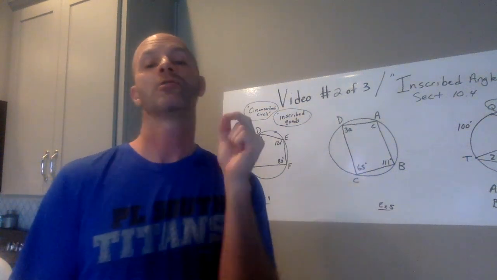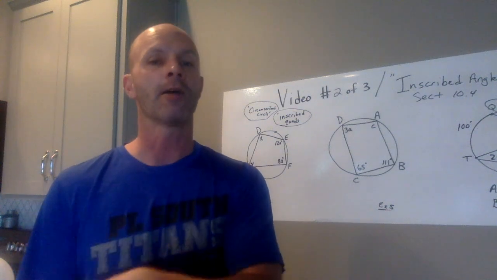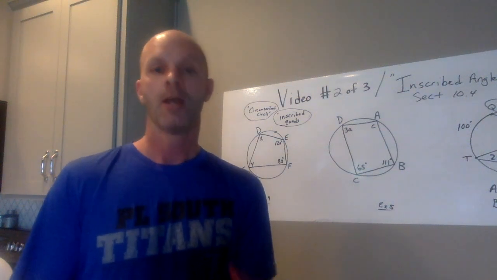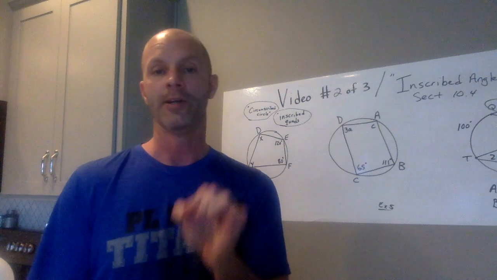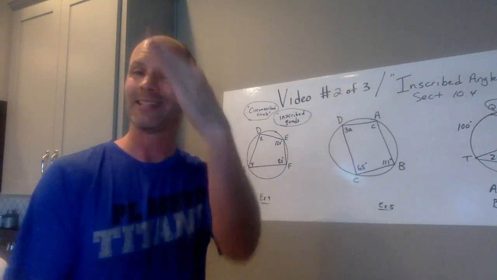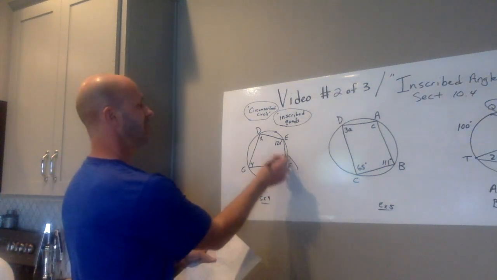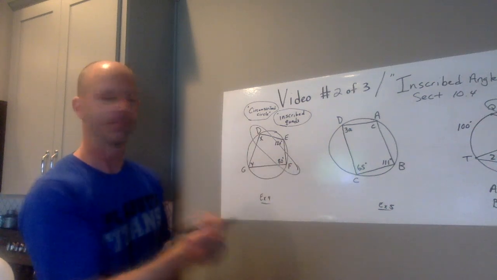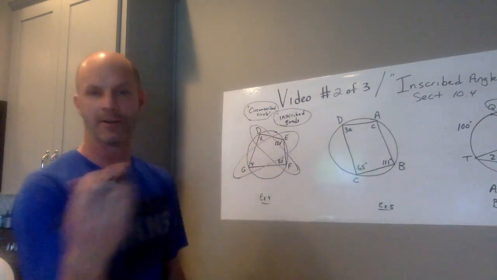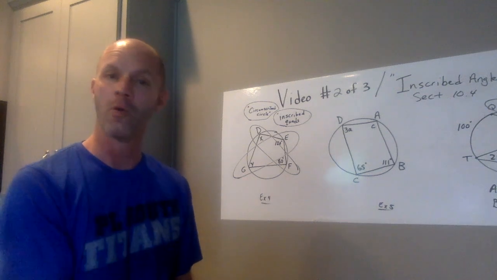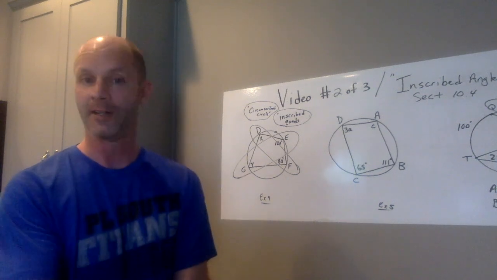Here's the secret to these problems. When you're doing inscribed quadrilaterals inside of a circle, opposite angles will always be supplementary. That's diagonal. So these two, D and F, are going to be supplementary. And these two, G and E, are going to be supplementary. So as long as you know one, if you take 180 minus that, you're going to find the other.